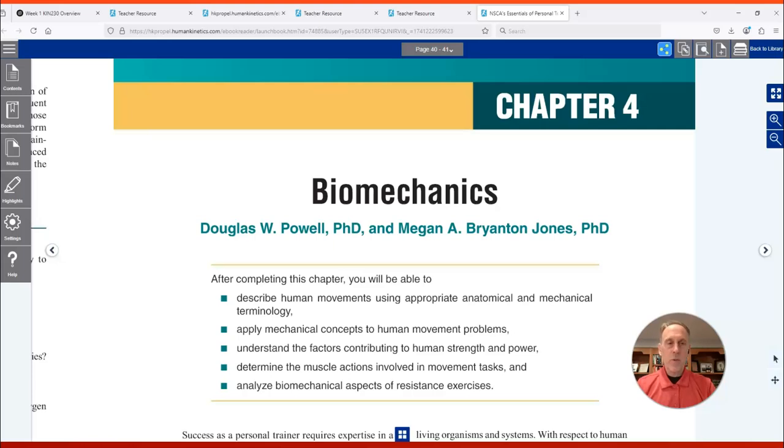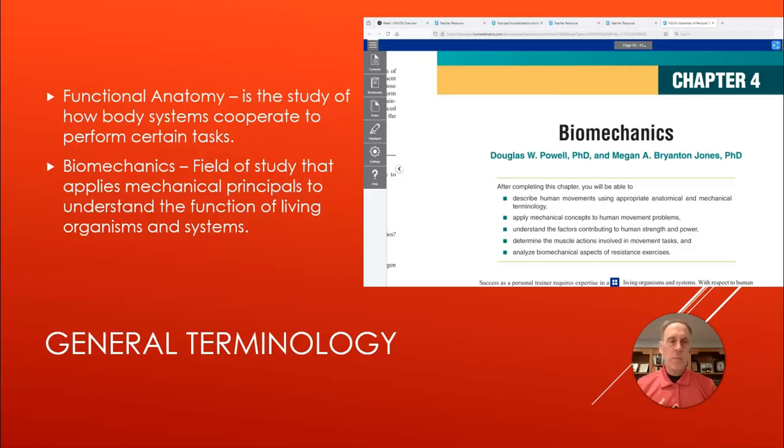These are the areas that we'll be covering in the next 8 presentations, I believe it is. And the big takeaway is, when we look at the human body and functional anatomy, it's the study of how the body systems, everything in my body, work to cooperate in a coordinated manner to make a presentation, to swing a baseball bat, to spike a volleyball, whatever that may be. It is a coordinated effort between all the functions of my body. And within biomechanics, it's the mechanical principles that relate to movement.